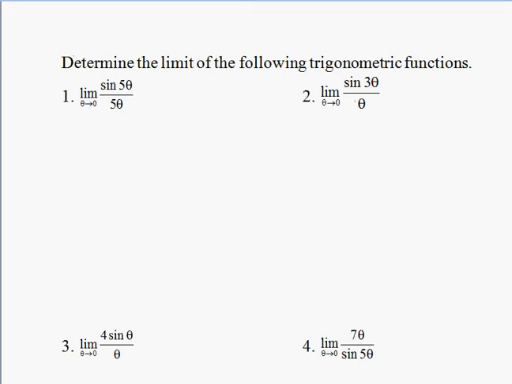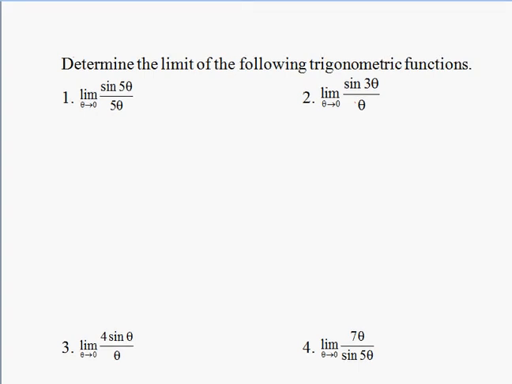So here are some trig limits that we're going to look at. Let's just first review the critical trig limits that you must already know. The limit as theta approaches 0 of the sine of theta over theta is equal to 1. Likewise, the limit as theta approaches 0 of theta over sine theta equals 1.